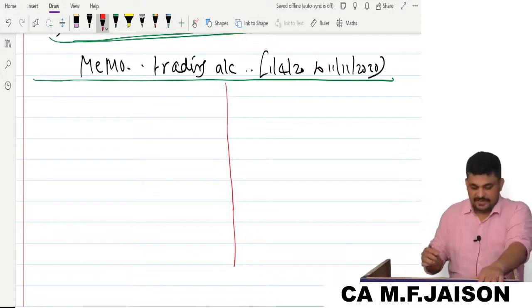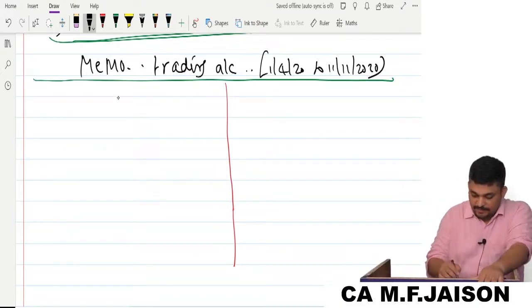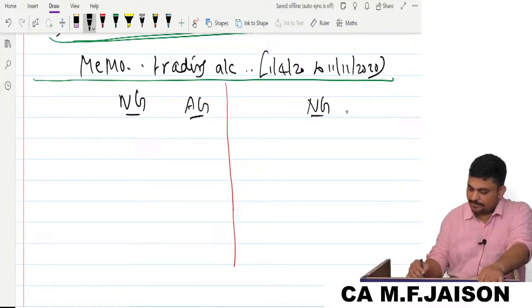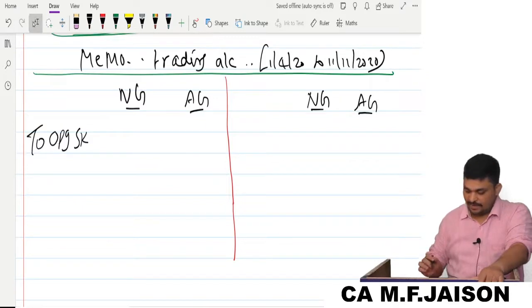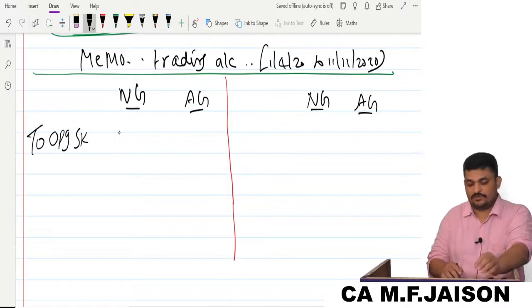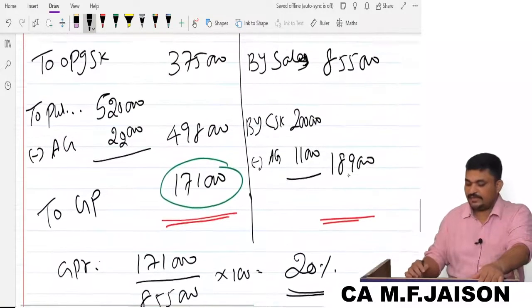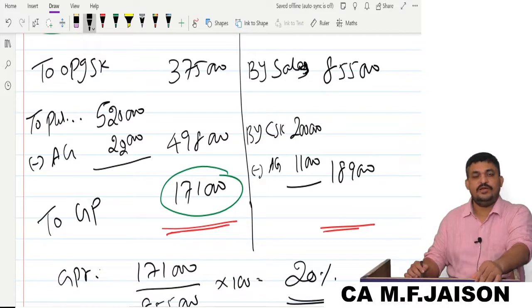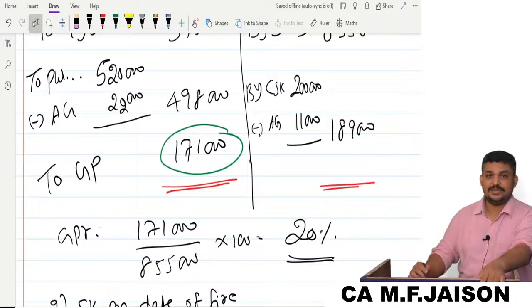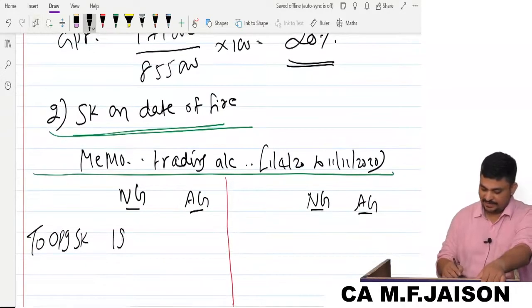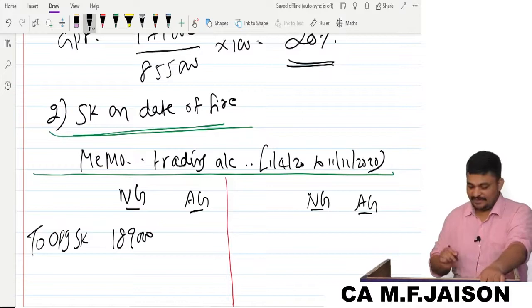So in the memorandum trading account, we have a normal goods column and an abnormal goods column. We have opening stock. What is the opening stock amount? In the normal goods column you take opening stock, normal goods. This is 1,89,000. Does it include abnormal goods? No, because it is purely the normal goods. We have eliminated the abnormal goods, complete elimination. 1,89,000. Here is the place you need to very clearly understand.